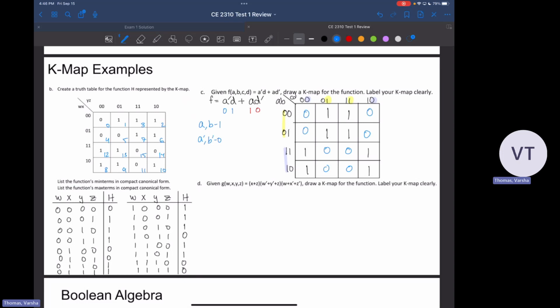Again, the best option is always to go equation to truth table to K-map. You will not go wrong that way. This is just like one of the other ways that you can do it. Okay, any questions? Okay.